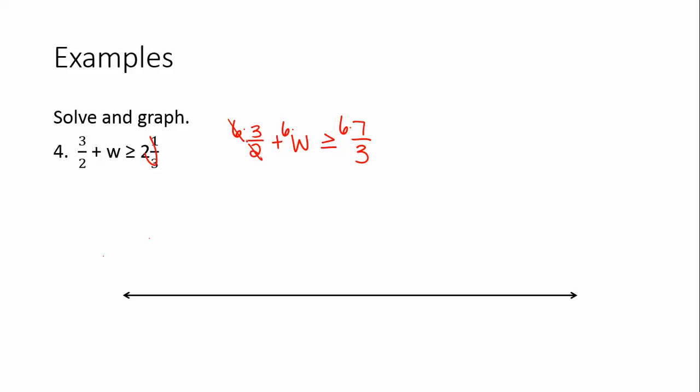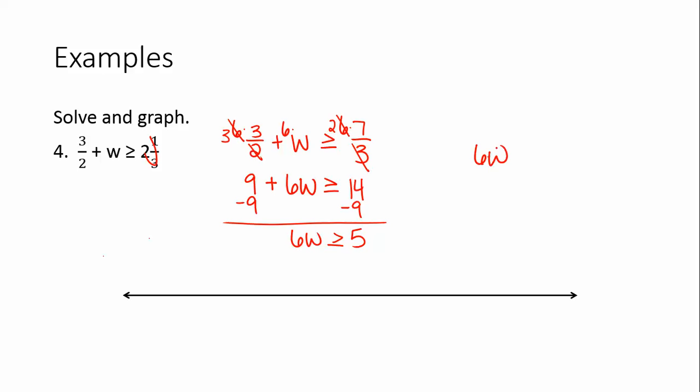So here, the 2 reduces with the 6 to a 3, so I have 9 plus 6w is greater than or equal to. This becomes a 2. 2 times 7 is 14. So 9 plus 6w is greater than or equal to 14. Now when I solve, I subtract 9 from the other side. So I have 6w is greater than or equal to 5. And now I want to divide both sides by 6. So we get w is greater than or equal to 5 over 6.